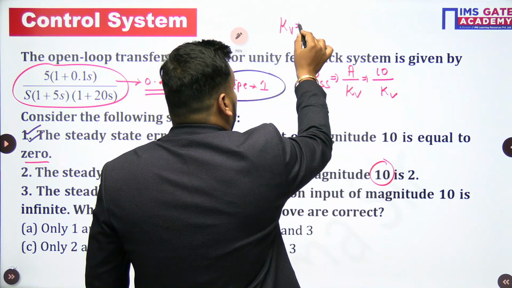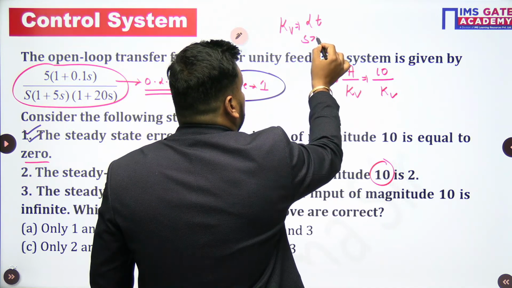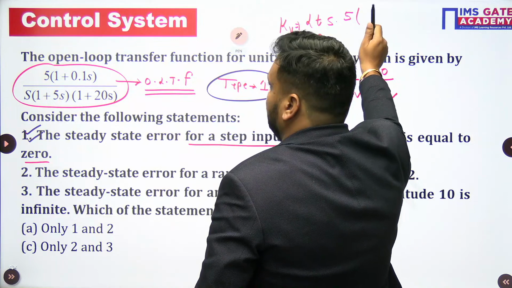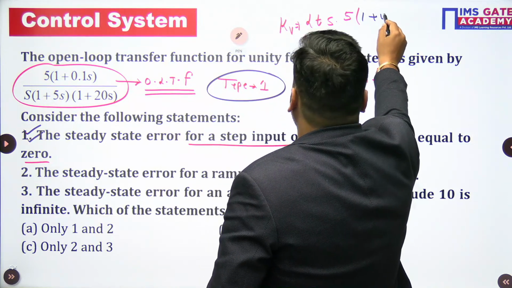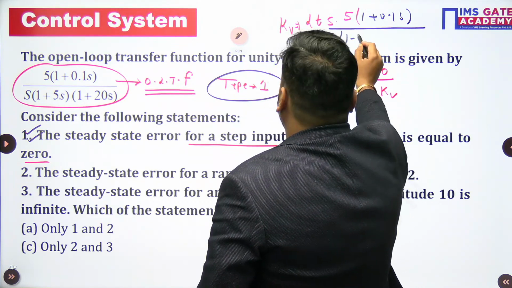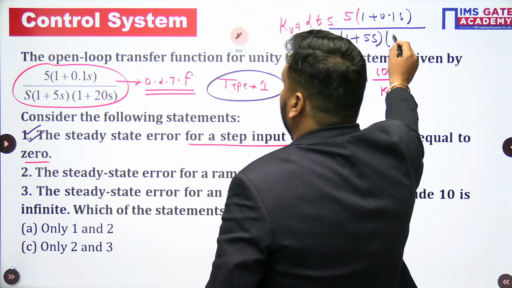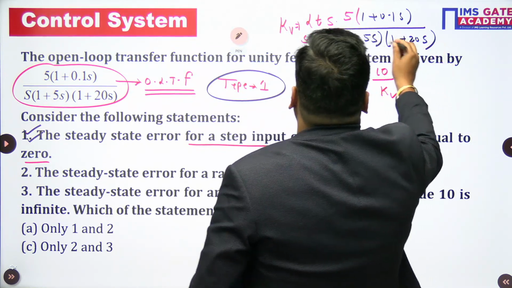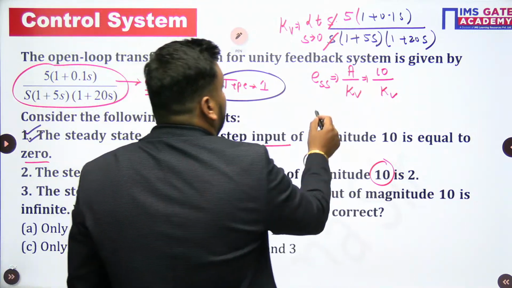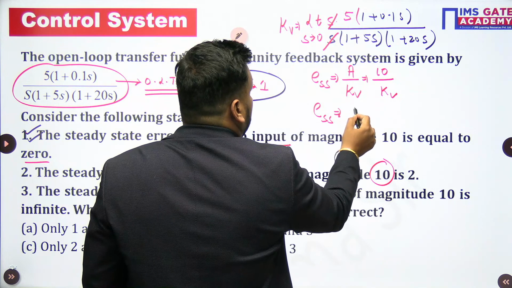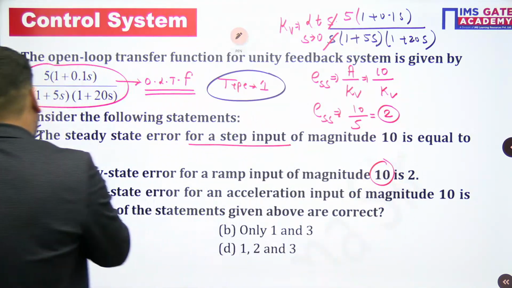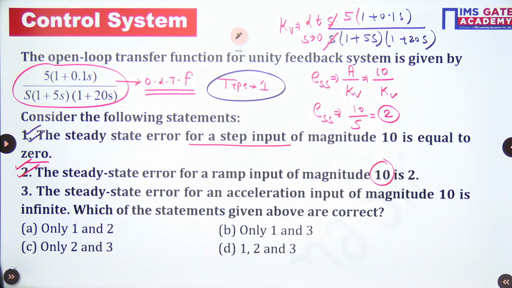Kv is nothing but limit s tends to 0 of s into G of s. The complete G of s value you need to put here: 5 into 1 plus 0.1s upon s into 1 plus 5s and 1 plus 20s. So the s terms get cancelled out. When you put s equal to 0, finally you will get Kv equal to 5. So your ESS value is 10 upon 5, which is 2. So this statement is also true. The second statement is also true.